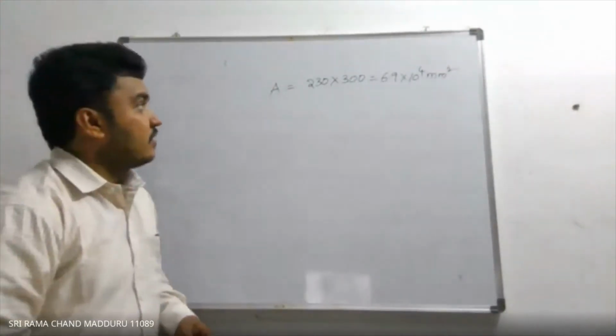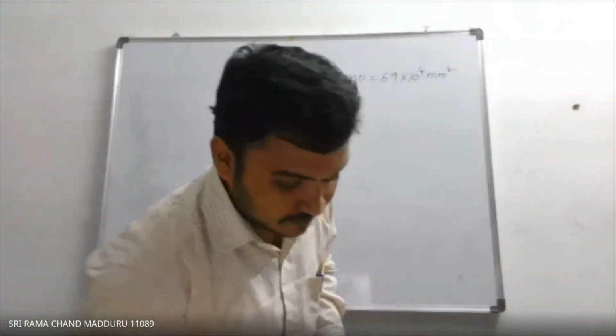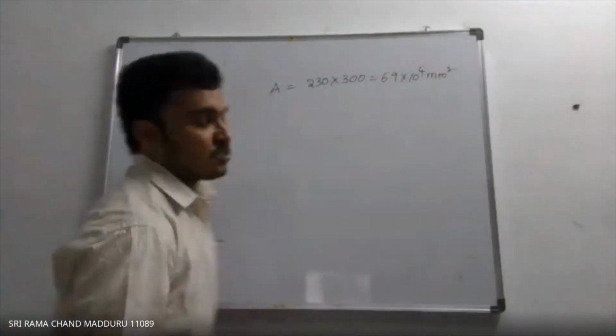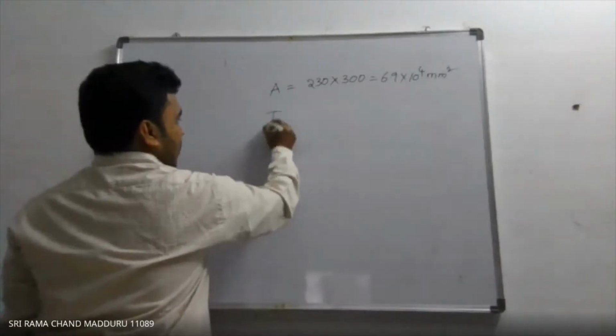Power 3, sir. In Japanese. Power 3. 10 power 3. I am not writing 69, I am writing 6.9. Okay, sir. Correct. 6.9 into 10 power 4 mm square. Then moment of inertia.